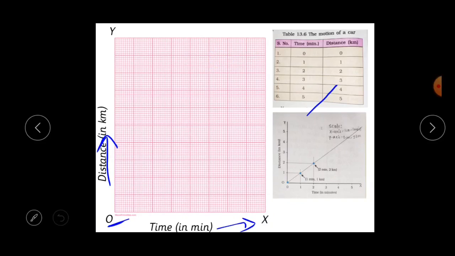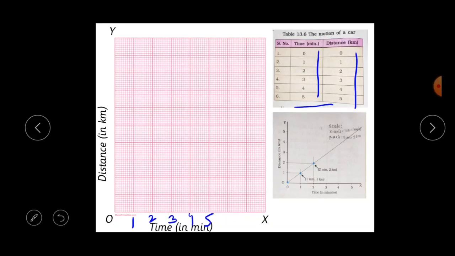Okay children, now let's see how to draw a graph. Here we have the values. Can you see the values here? Yes. On the x-axis we have to write the minutes. We will start from 0, then 1, this is 2, this is 3, this is 4, this is 5, like this. Next, the distance: 1, 2, 3, 4, 5, 6. So these are the readings which we have written on the graph sheet.